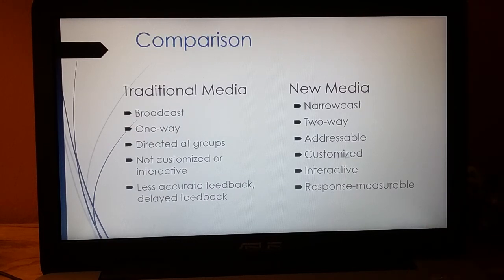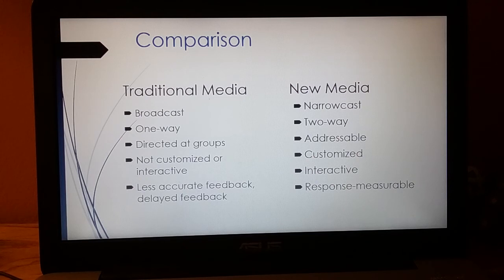Okay, so let's just do a little comparison between traditional media and new media. Traditional media, generally speaking, is broadcast media in terms of television and radio. It's one-way communication, so you're not getting any direct feedback. It's usually directed at large groups of people. It's not customized. It's not interactive. And the feedback, if it comes, may not be as accurate as it could be, and it's usually delayed.